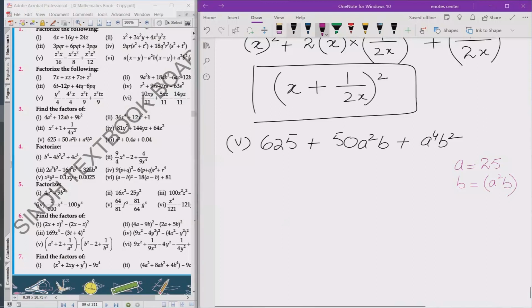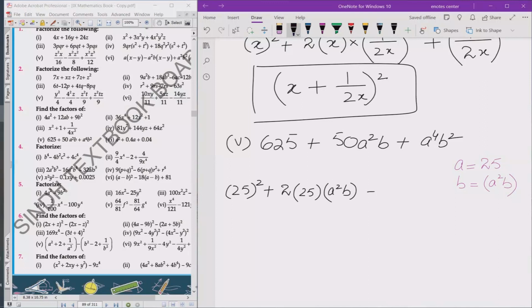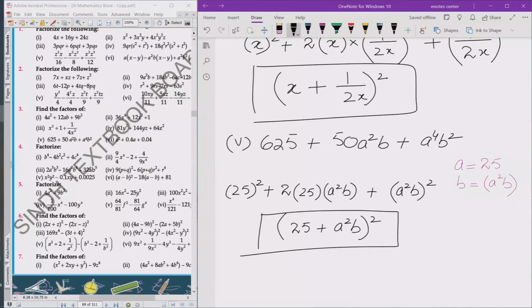So now we will apply this: a square, where a is 25, whole square. Again we have formula 2. Now a is 25 and b is a square b. After that we take b square as (a square b) whole square. So we get (25 plus a square b) whole square here. This is the answer of question number 5. I hope you understand how we can solve this question.